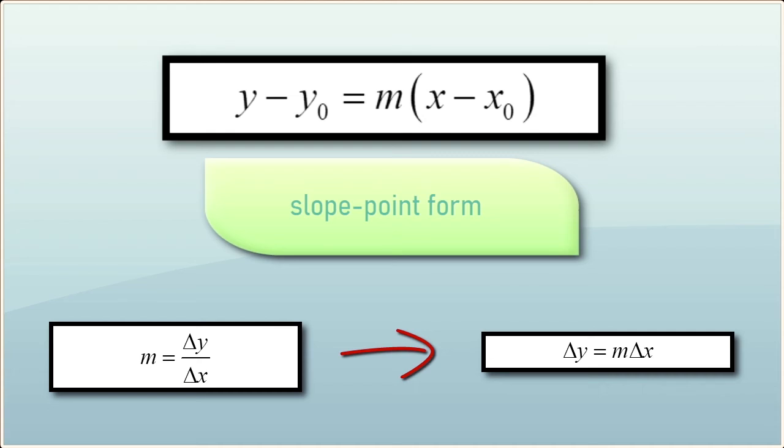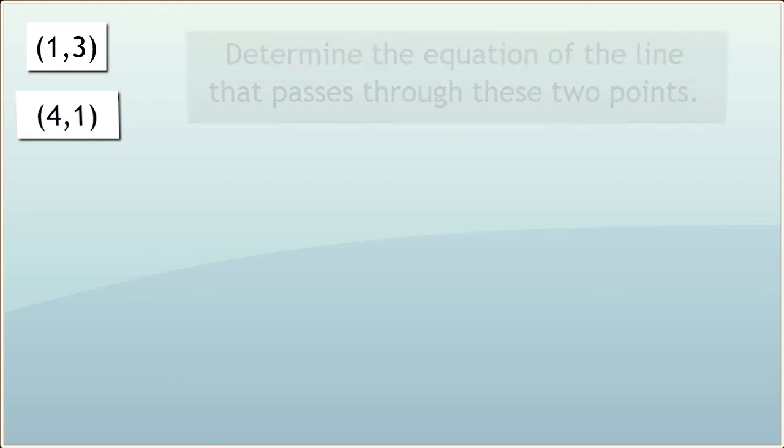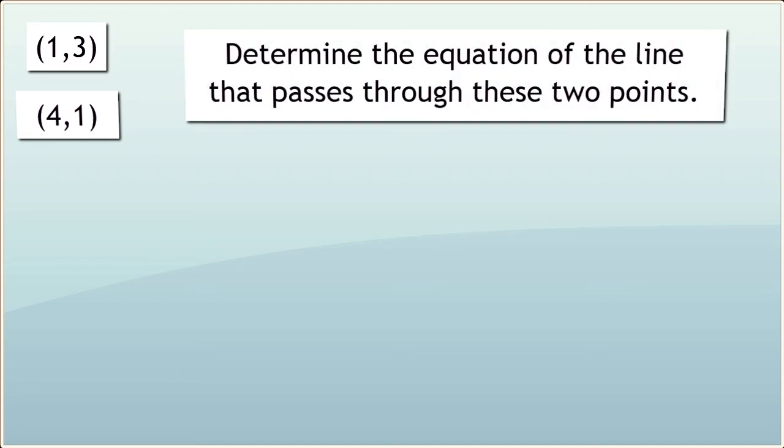Not only that, a lot of students will also find this version a lot easier to use in practice. Let's see why by doing an example with slope-point form. Given the 2 points (1, 3) and (4, 1), let's determine the equation of the line that passes through these 2 points. Pause here if you'd like to try the example on your own.